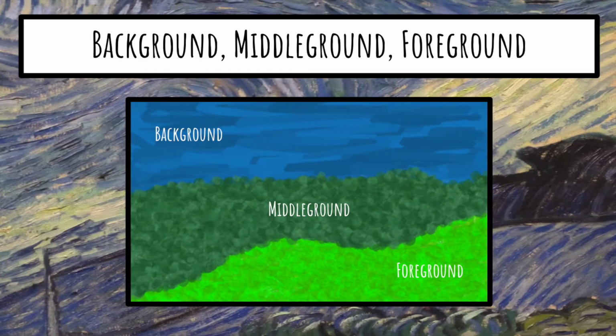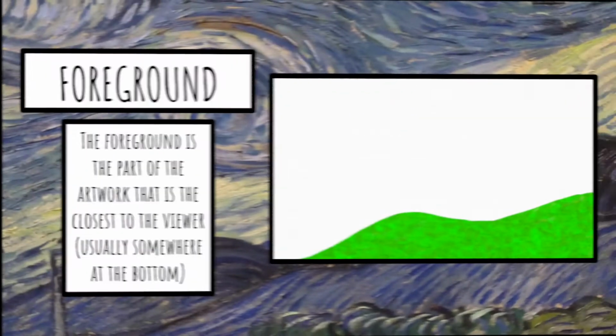Now let's talk a little about background, middle ground, and foreground. If we take a look at this simple picture, you can see that the background is the sky, the middle ground is a row of a field or grass, and in the foreground in the front is the lighter green area of grass. Now let's break it down.